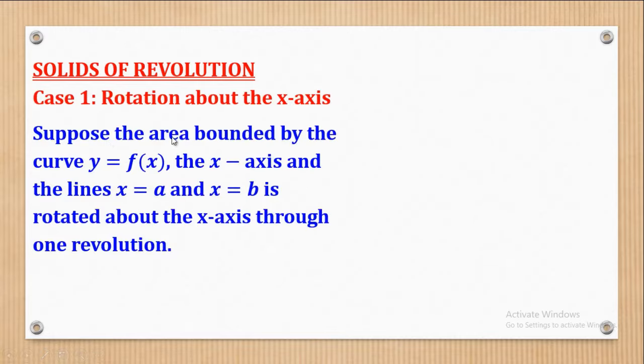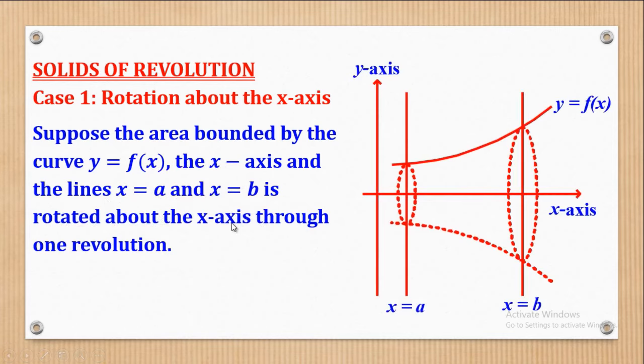So suppose the area bounded by the curve y equal to f(x), the x-axis and the lines x equal to a and x equal to b is rotated about the x-axis through one revolution, like as shown here. I think I can say that this is the curve y equal to f(x), this is the line x equal to a, and this is the line x equal to b, and this is the x-axis.